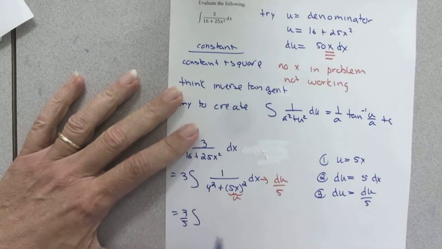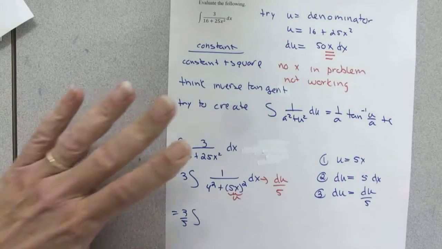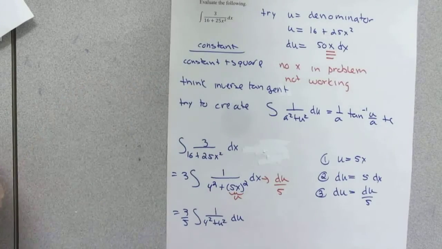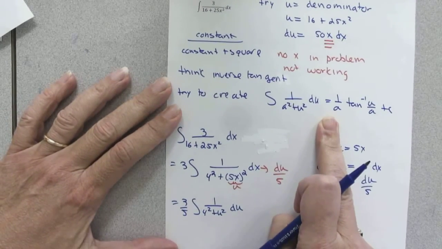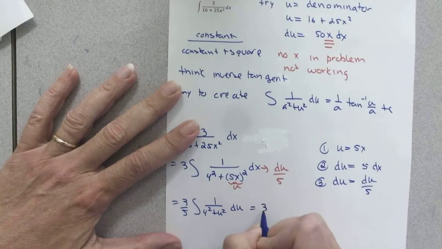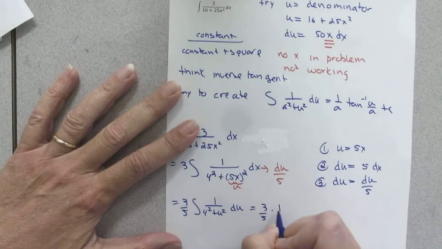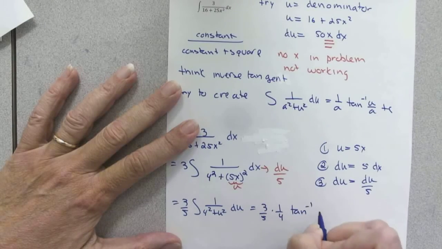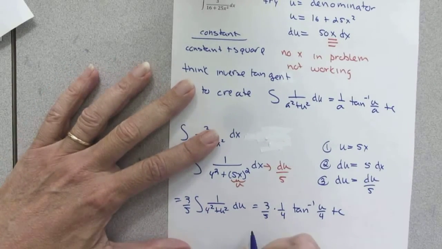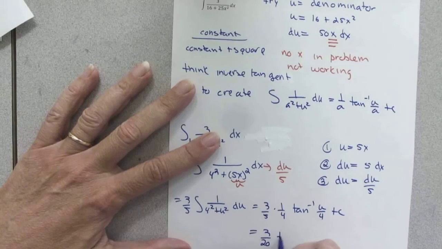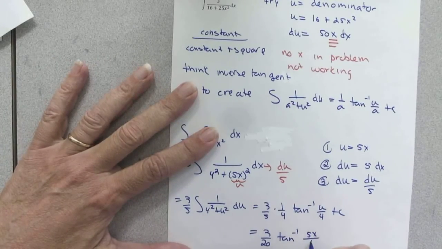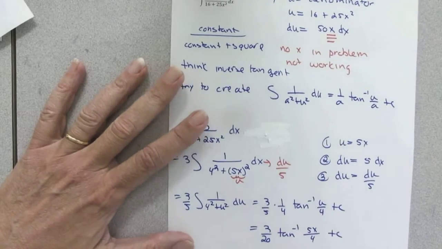That 5 can come all the way out to the front with the u. And I have 1 over 4 squared plus u squared du, which is going to integrate with, in this case, a equal 4. That's going to give me 3/5 times 1/4 tan inverse u over 4 plus c, for a final answer of 3/20 tan inverse. u was equal to 5x, so 5x over 4 plus c.